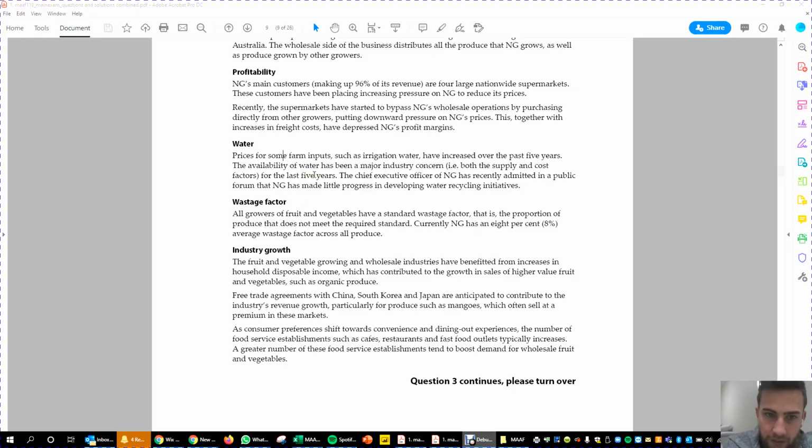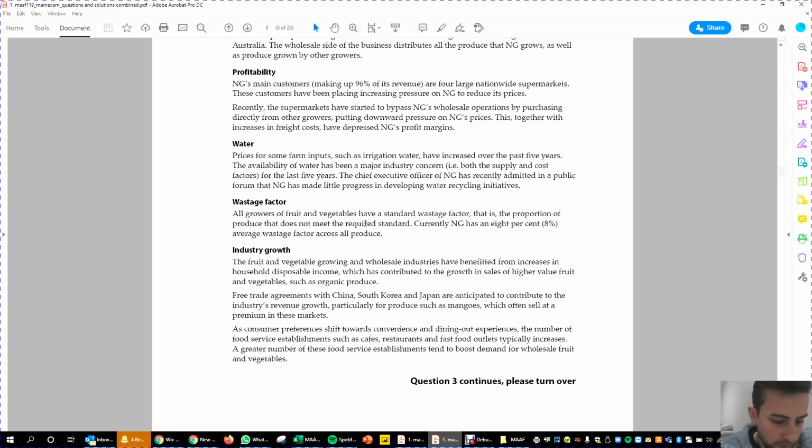So the chief executive has recently admitted that they've made little progress in developing water recycling initiatives. So the key risk here is that the water recycling initiatives may actually not be effective. The fact that they've admitted that in public is evidence of that. Another key risk in this section is that they may not have enough input water in future, given it's a key input, and they've mentioned it as a significant risk previously. So there are 2 separate risks in there that we could use.